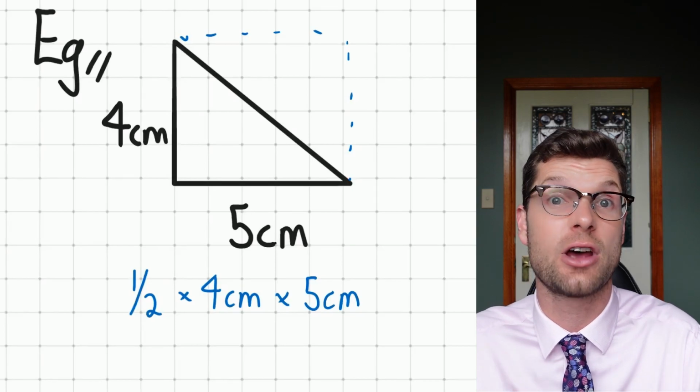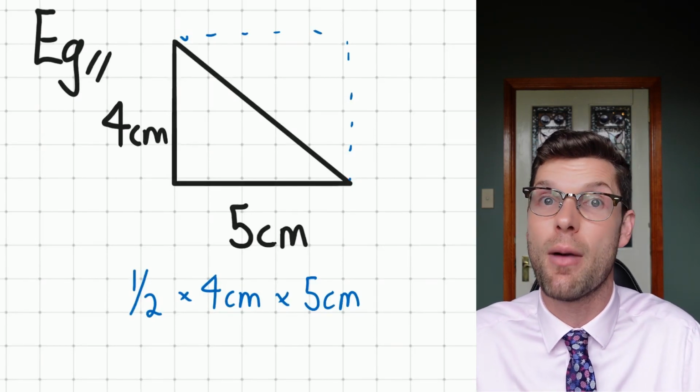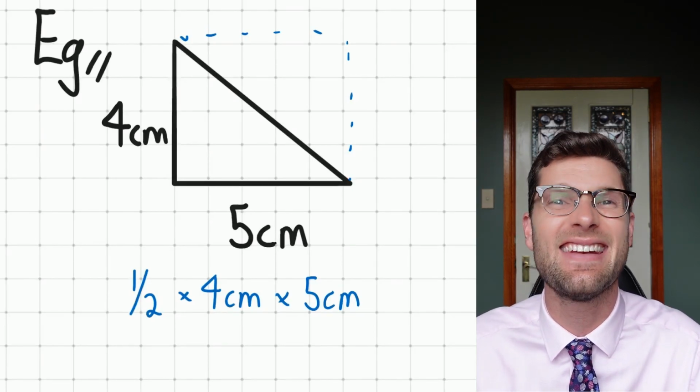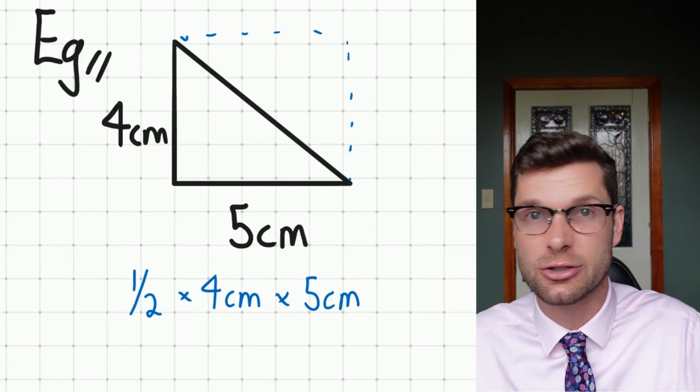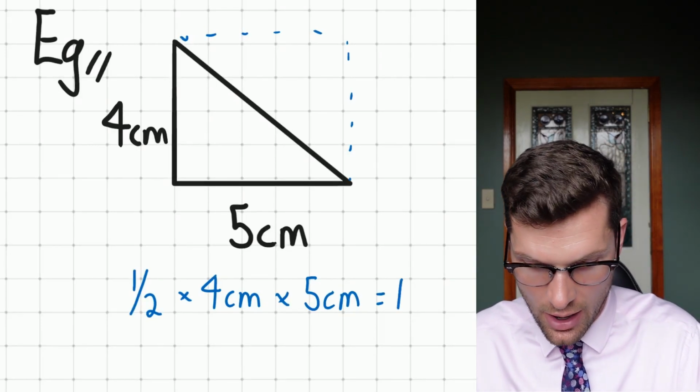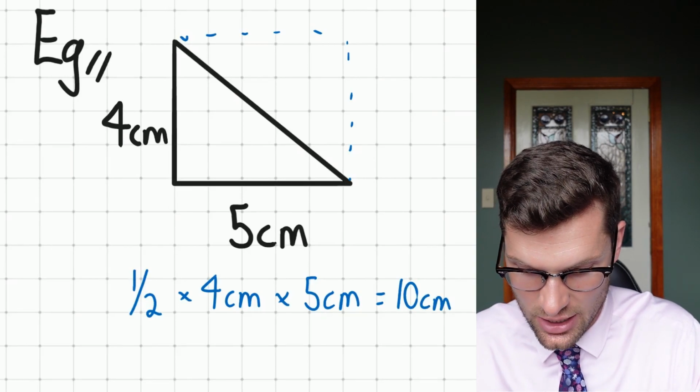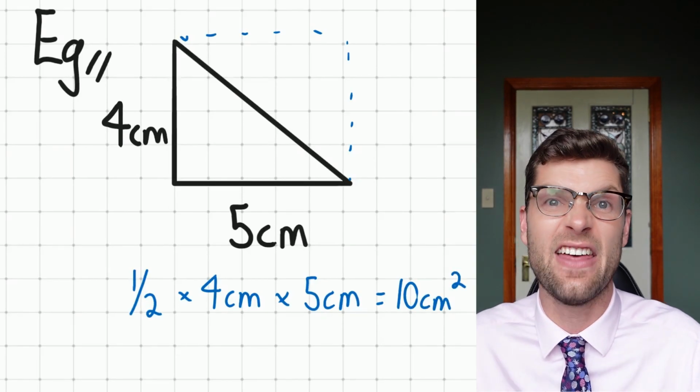You could also go 4 times 5 is 20, then multiplied by a half takes it down to 10. Either way is going to be totally fine. Multiplication can happen in any order. But this answer is just 10 centimeters squared, and that's all we've got to do.